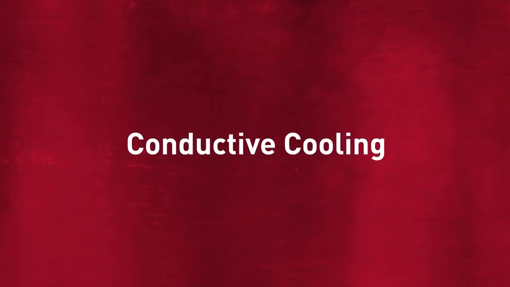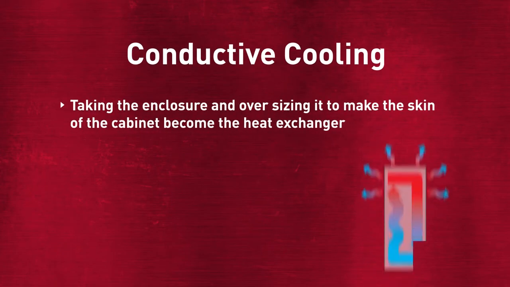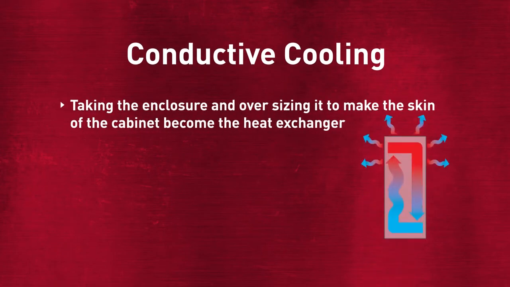The other type of cooling is conductive cooling. And conductive cooling is literally taking the enclosure and oversizing the enclosure to make sure that the skin of the cabinet becomes the heat exchanger. This only works in situations where you can allow the temperature inside the cabinet to be warmer than the outside temperature.